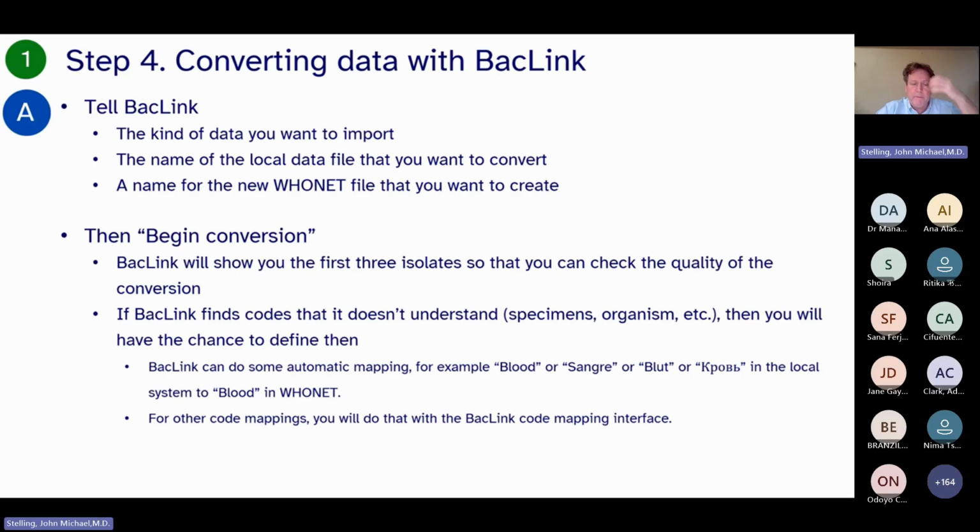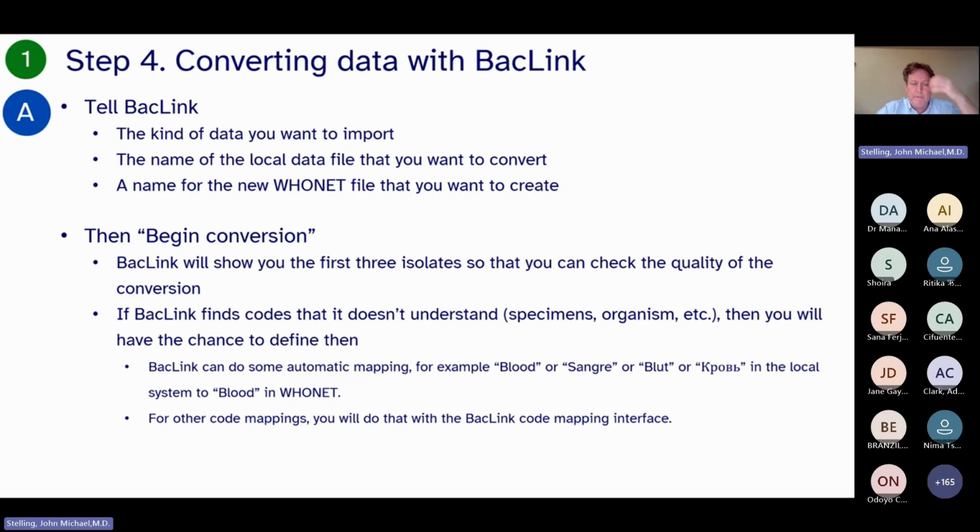Some things BacLink does automatically. If your code, it's not exactly a code, but if your text is the word blood, or the word sangre, which is Spanish, Blut, which is German, or Krov, which is Russian, BacLink can automatically understand that, and BacLink will say, oh, I know what that is, that's blood. Okay. For other things, BacLink will say, I'm not sure. You have something called CSF. We don't have CSF. And you say that's the same as cerebral spinal fluid. We're going to make BacLink smarter, so there's some things it can understand automatically.